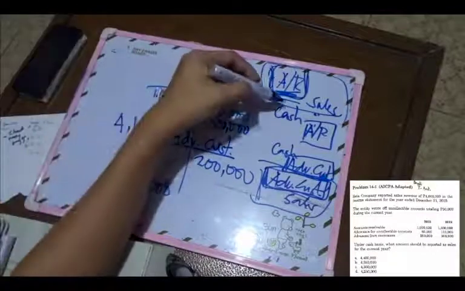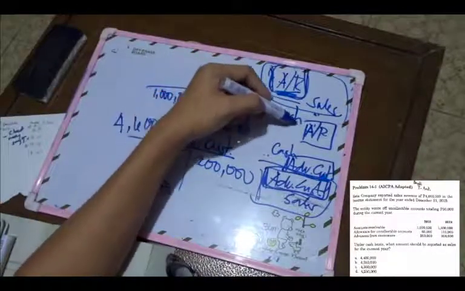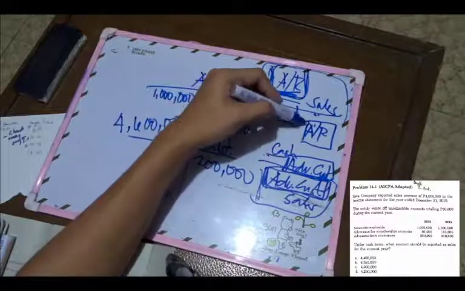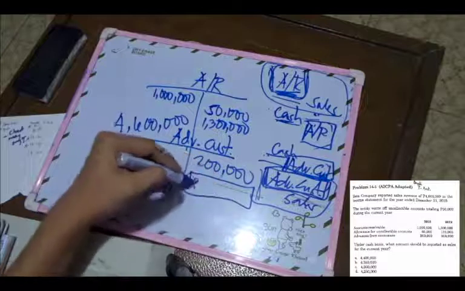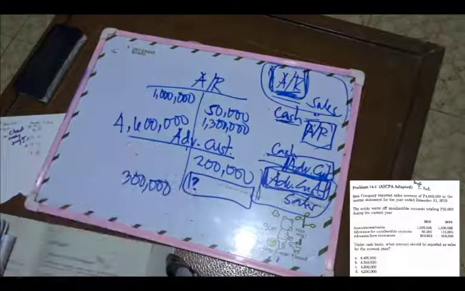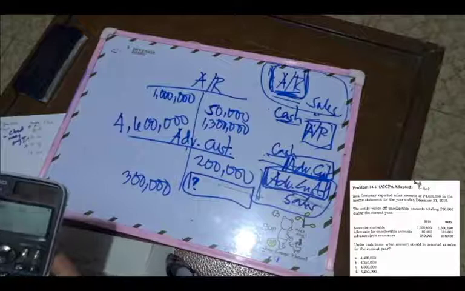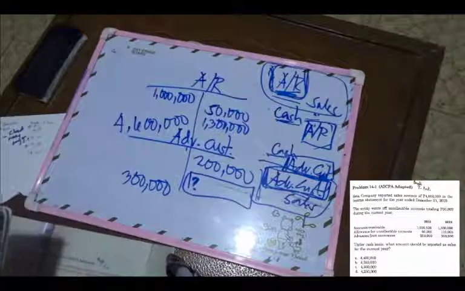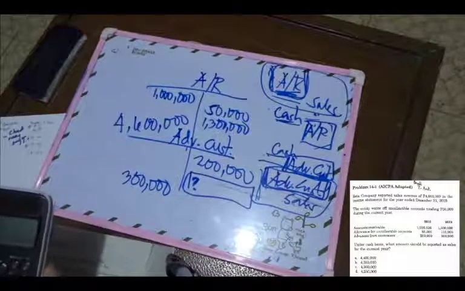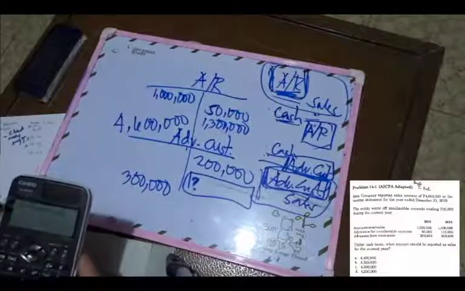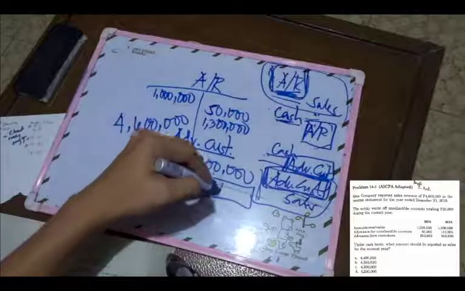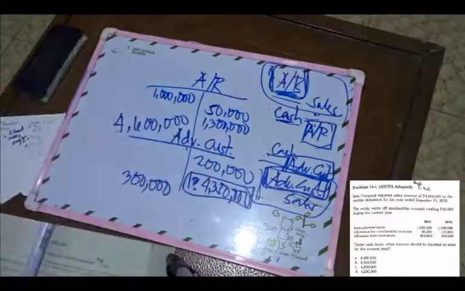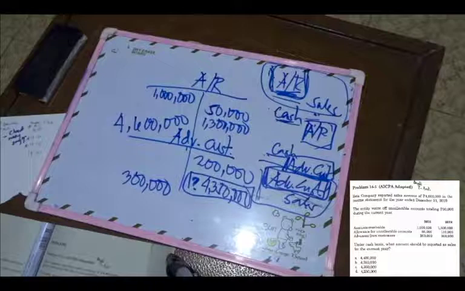So, if you will notice in our journal entries, every time it involves cash, these accounts are credited. That would mean we are looking at a credit balance. So, that's 1 million plus 4,600,000 plus 300,000 minus 50,000 minus 1.3 million minus 200,000. That will give you 4,350,000. Letter B.